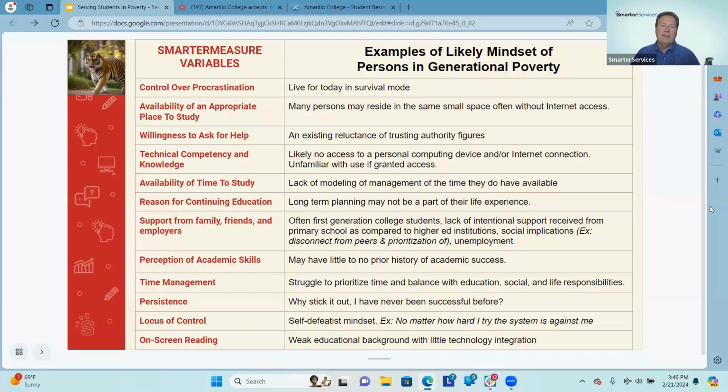How about this one? Availability of an appropriate place to study. Very likely that persons living in generational poverty are living in a household, if they have a house, that has multiple people living in it, likely does not have high-speed internet, may not have computing devices in it. It's not a great environment to learn, right?